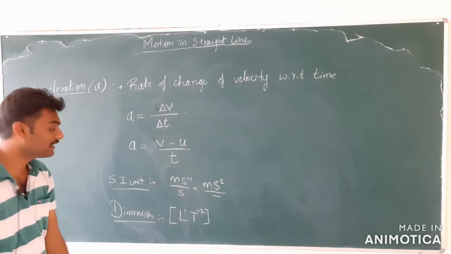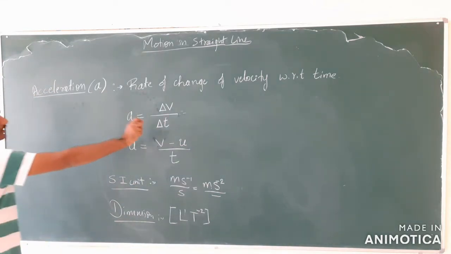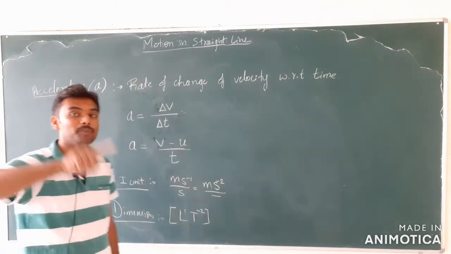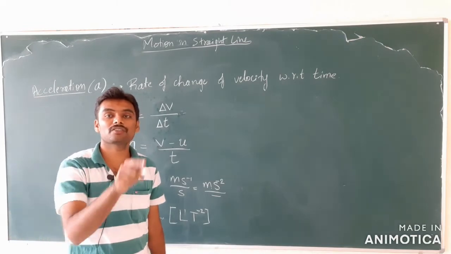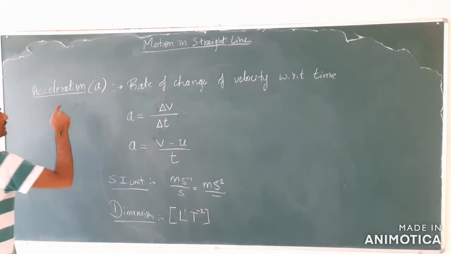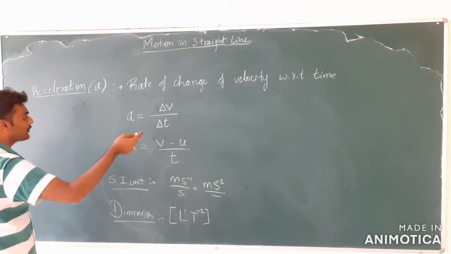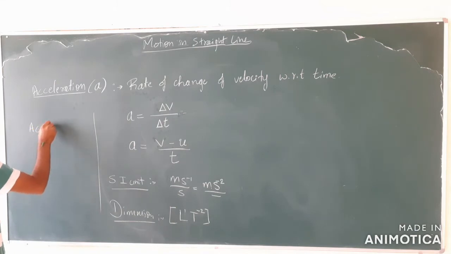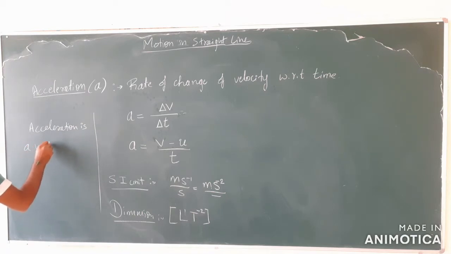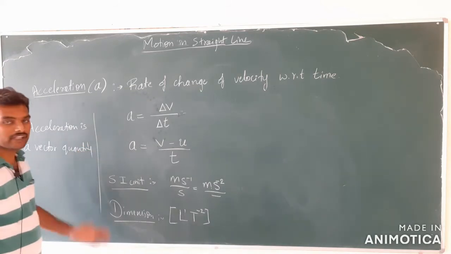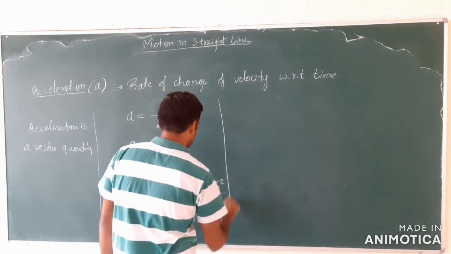Now, what kind of quantity is acceleration? Here you have rate of change of velocity with respect to time, not rate of change of speed with respect to time. Since we have velocity there, and velocity is a vector quantity, acceleration will also be a vector quantity. Acceleration is a vector quantity. Very simple. This is about acceleration.